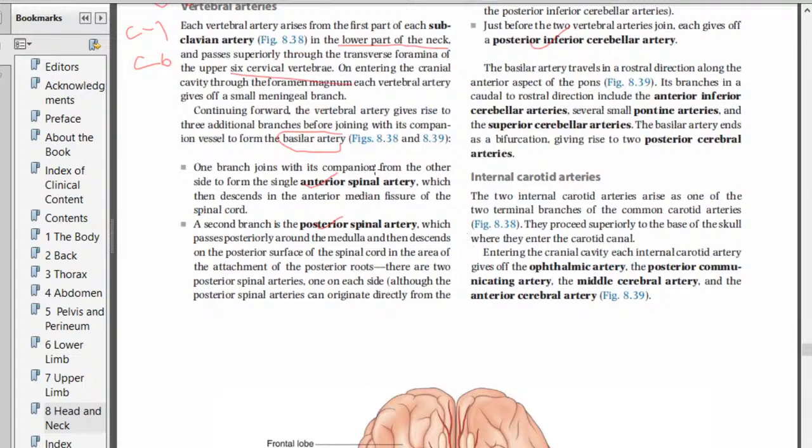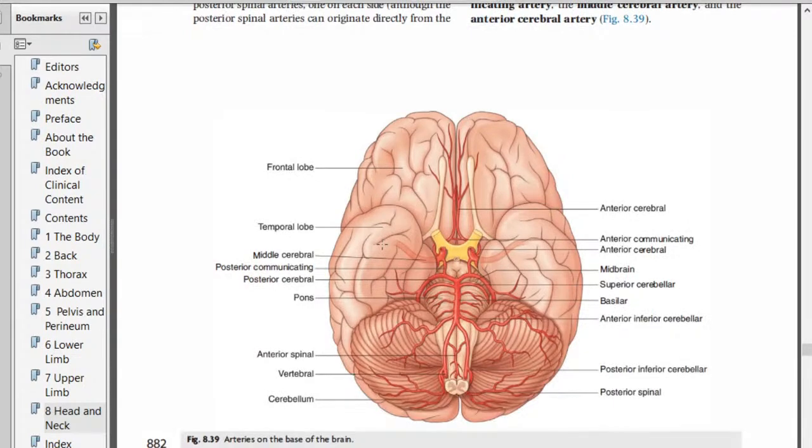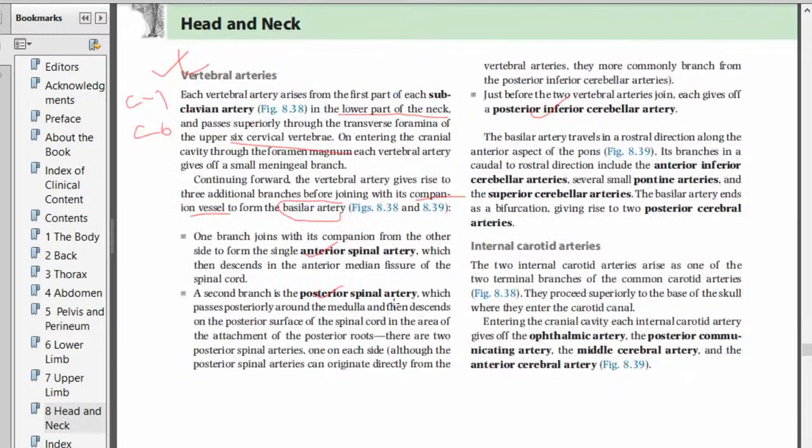Continuing, the vertebral artery gives rise to three additional branches before joining with its companion vessel to form the basilar artery. One branch joins with the companion from the other side to form the anterior spinal artery. The second branch is the posterior spinal artery, which passes posteriorly around the medulla oblongata and descends on the posterior surface of the spinal cord, in the area of attachment of the posterior roots.